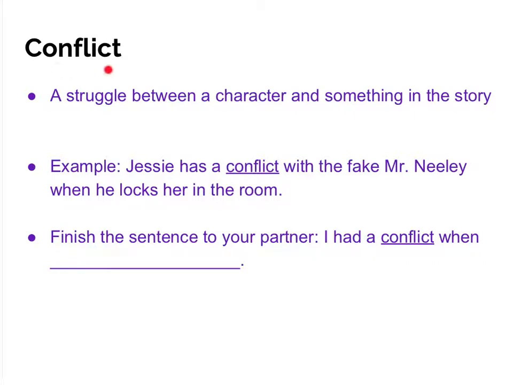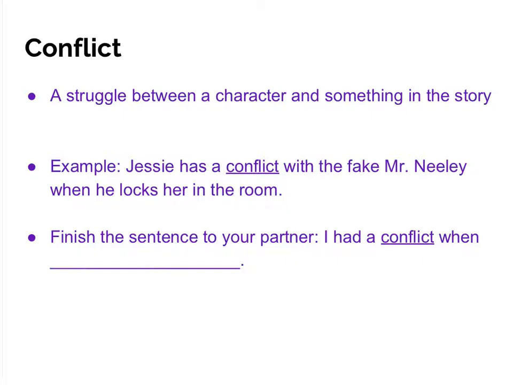Next, let's look at this word, conflict. It is on page 2 in your packet. A conflict is a struggle between a character and something in the story. So an example could be, Jessie has a conflict with the fake Mr. Neely when he locks her in the room. She's struggling with this man, the pretend Mr. Neely, because she wants to get out, but he won't let her. It's a conflict in the story, something that she is having a hard time with.